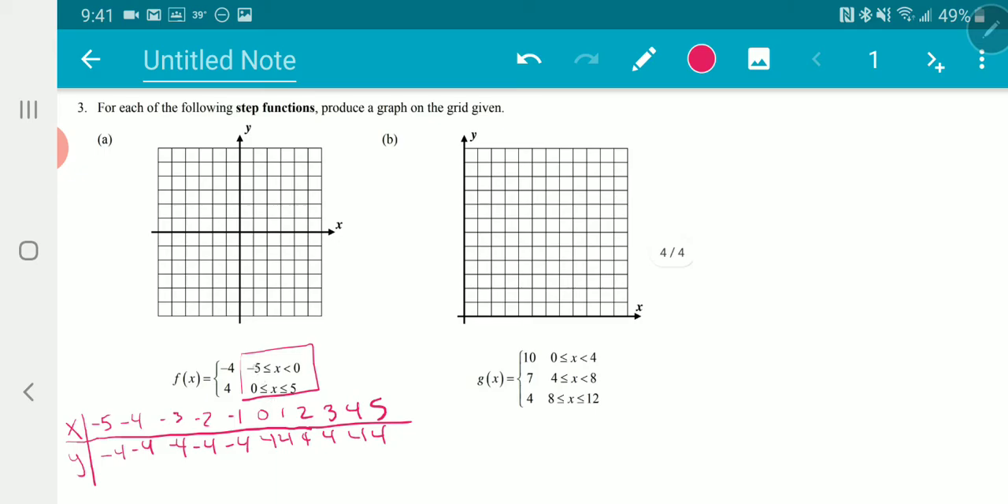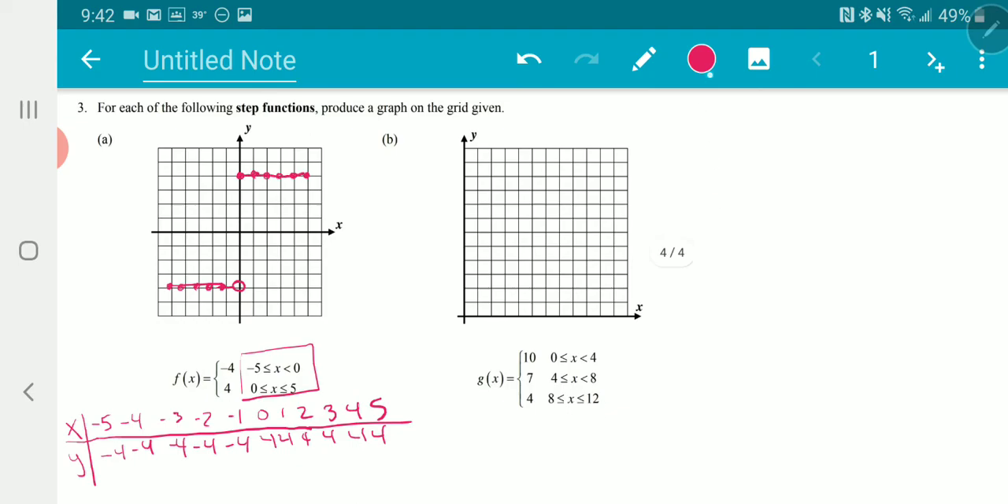So from negative 5 to 0, let's see, negative 1, 2, 3, 4, 5. My answer is always going to be negative 4. And then as soon as I get to 0, so we're going to come here, open circle on 0 because 0 is not included there. As soon as I get to that 0, it jumps up to a positive 4, and it goes all the way to my 2, 3, 4, and 5. So that would be what my step function looks like there.